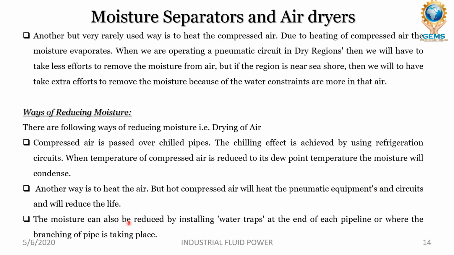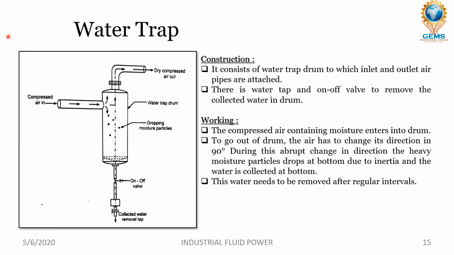The moisture can also be reduced by installing water traps at the end of each pipeline or where the branching of pipe is taking place. So this is the layout of a water trap. You can find this type of water trap under the air tank or air receiver. Let's see its construction. It consists of a water trap drum, to which inlet and outlet air pipes are attached.